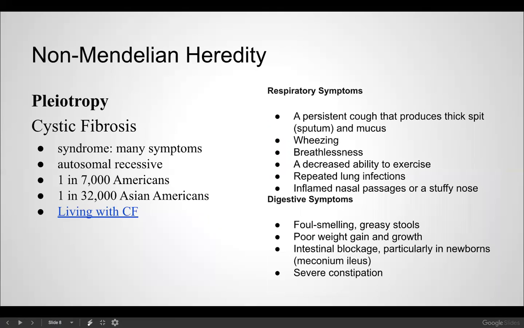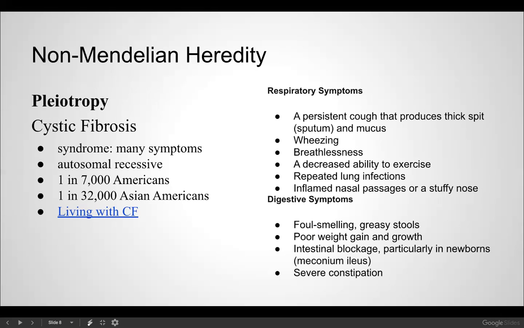Cystic fibrosis is a respiratory and digestive disease that forms under this pleiotropy form of inheritance. Cystic fibrosis syndrome means it has many different symptoms. Again, it affects your respiratory system, digestive system, all those kinds of things. It's an autosomal recessive trait, so it's on a body chromosome 1 through 22, not 23. 1 in 7,000 Americans inherit this. 1 in 32,000 Asian Americans are living with CF. If you want to look at what that's like, you can click on the link.